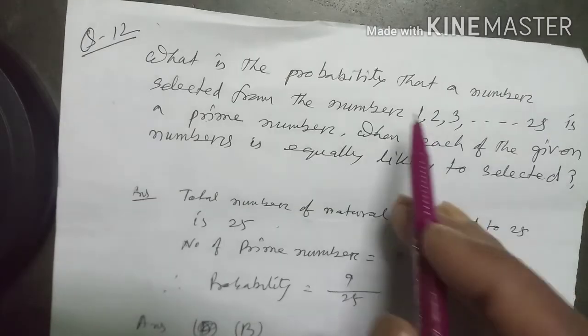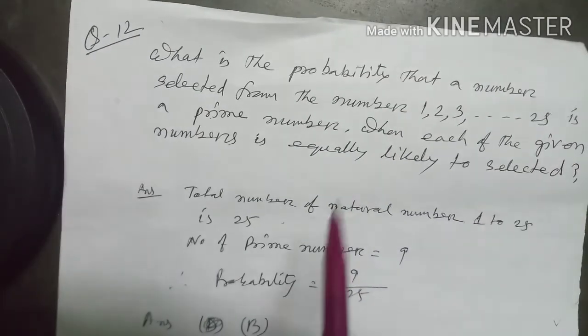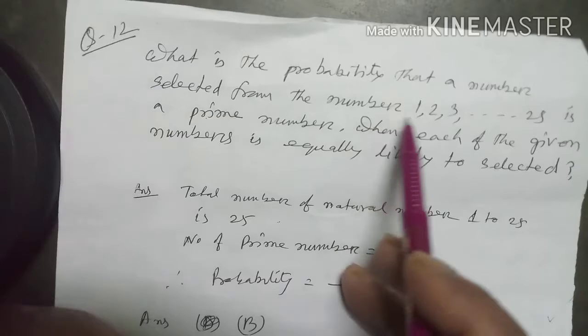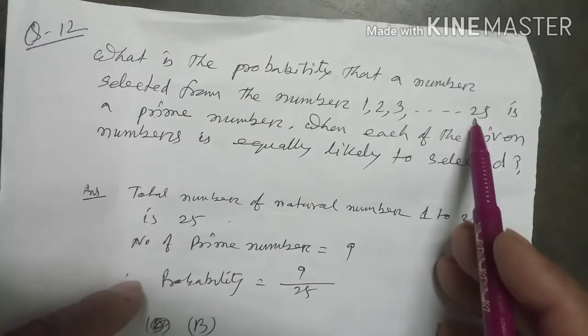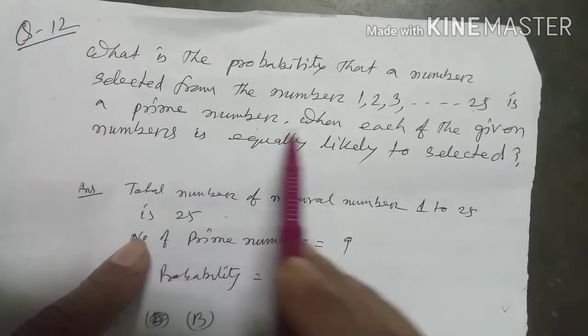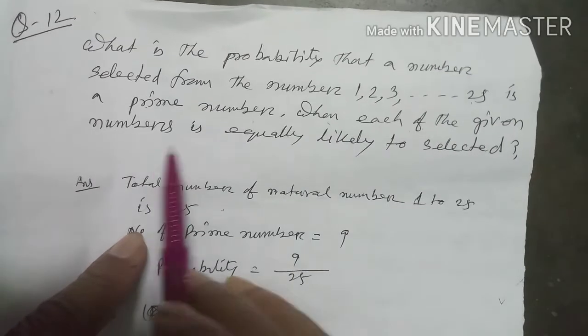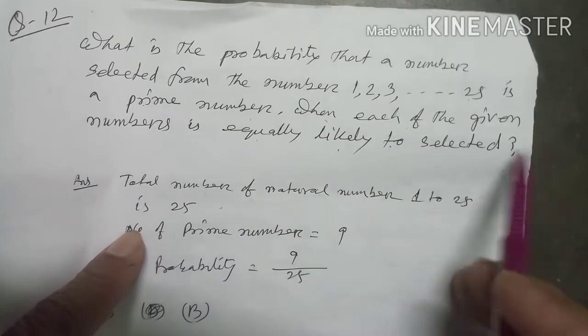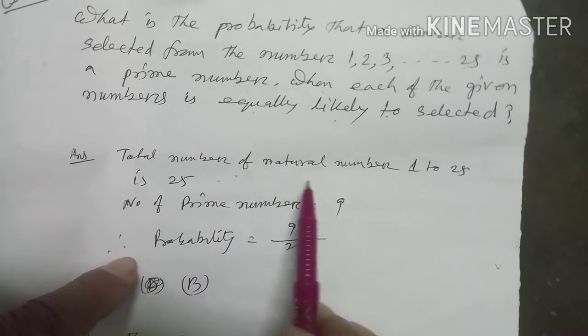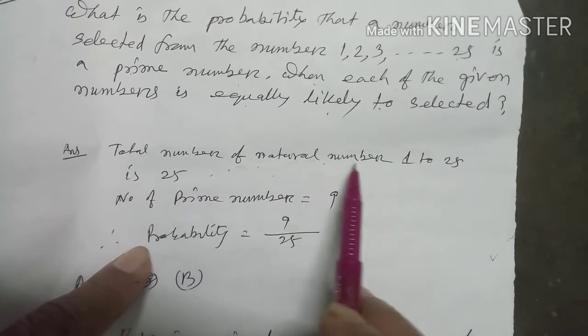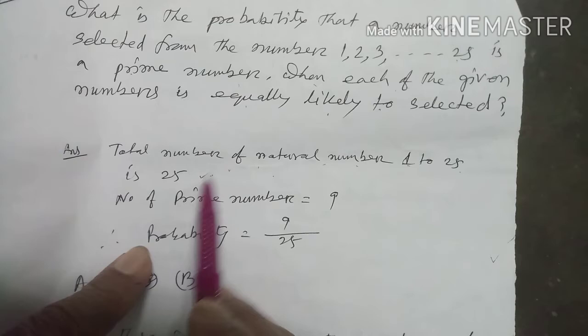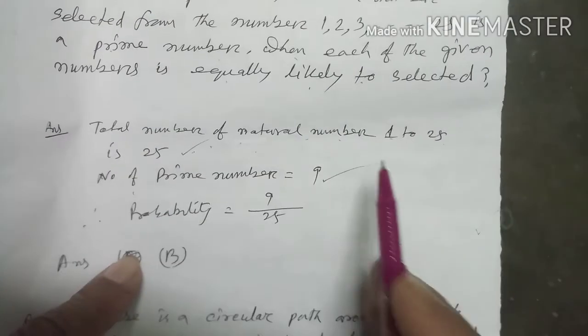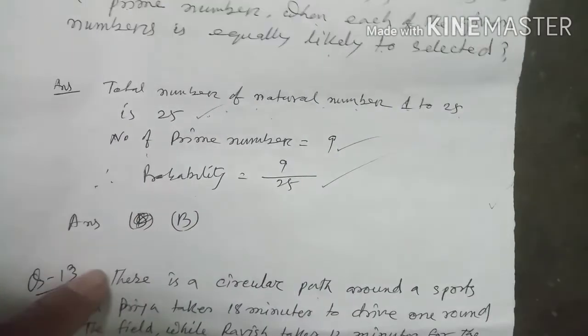What is the probability that a number selected from the numbers 1 up to 25 is a prime number when each of the given numbers is equally likely to be selected? The total number of natural numbers from 1 to 25 is 25. Number of prime numbers is 9. Probability will be 9 by 25.